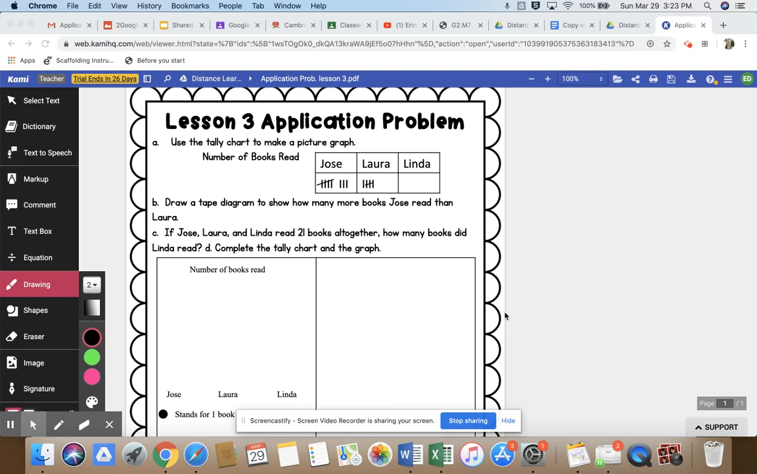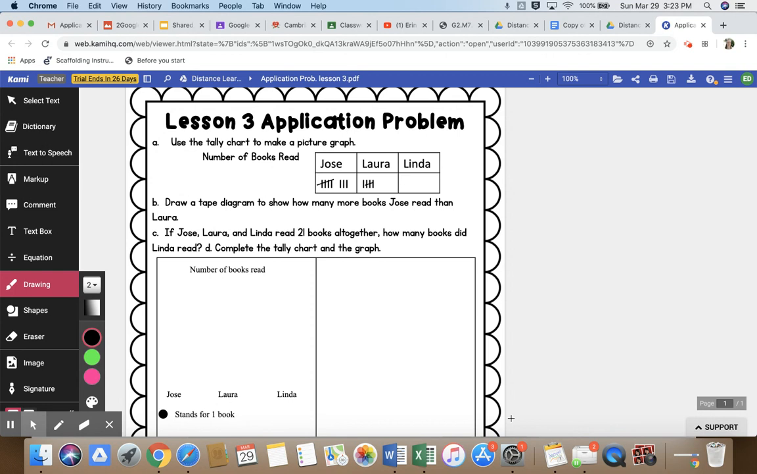Boys and girls, today we are going to be doing Lesson 3 application problem in Module 7. This is a multi-step word problem, so we are going to start at the top and go one step at a time. Lesson 3 Part A says use the tally chart, which is this right here, to make a picture graph of the number of books read.